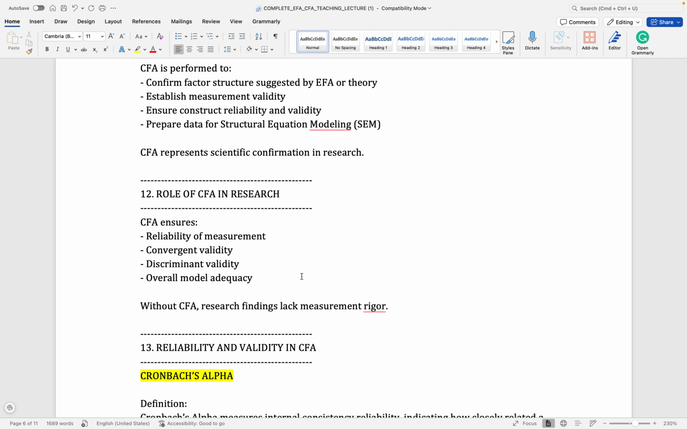Role of CFA in research. CFA ensures reliability of the measurement, convergent validity, discriminant validity, and overall model adequacy. Without CFA, research may lack measurement validity.